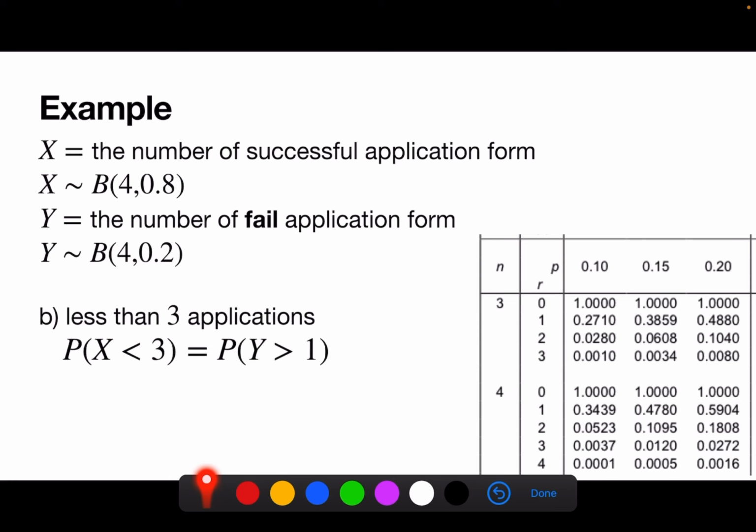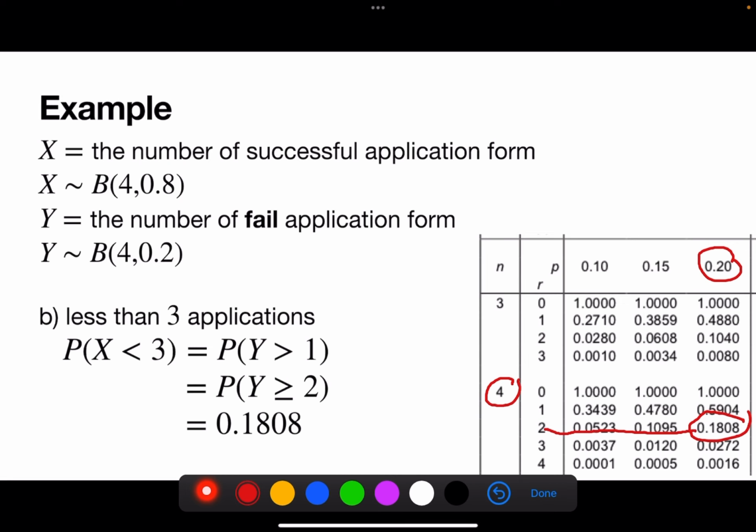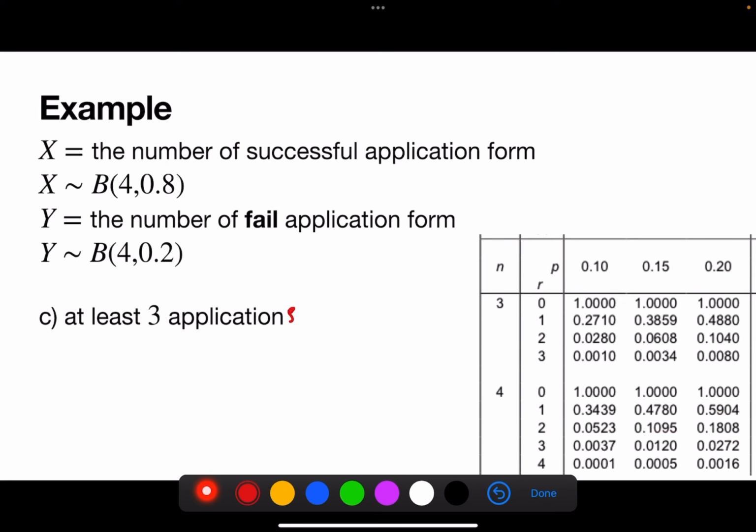So can we use the table yet? No. Y greater than 1? What is the number after 1? 2. Okay, so now we can use the table. It's still n is 4, p is 0.2, y greater than or equals to 2 here: 0.1808.